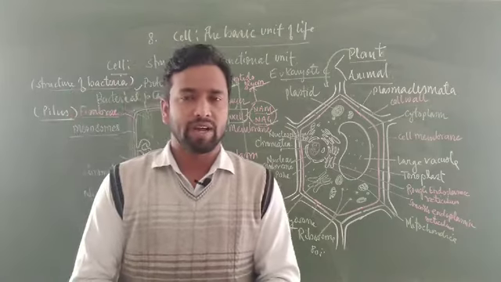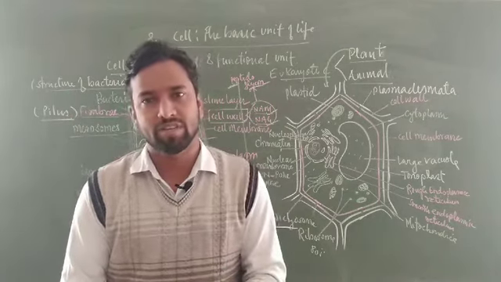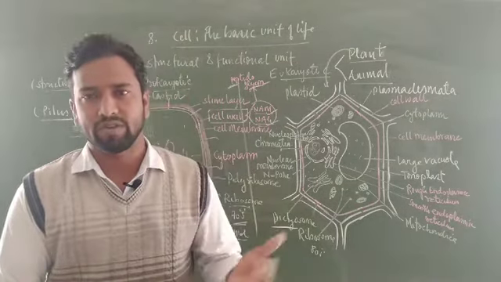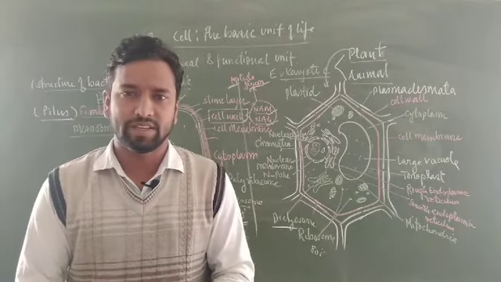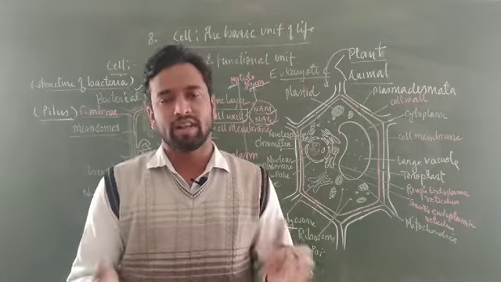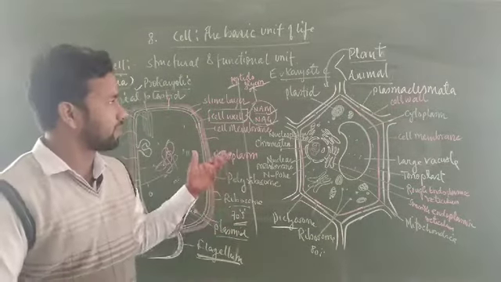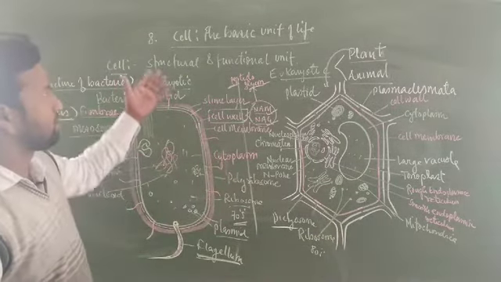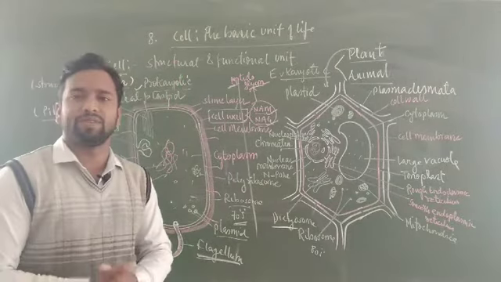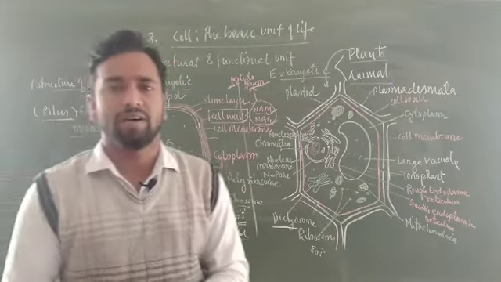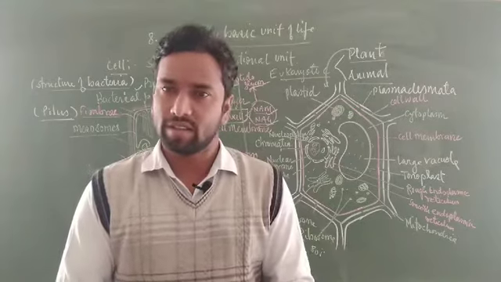Some plant cells have dividing capacity, called meristematic according to your previous knowledge, and some cells do not have dividing capacity, called permanent. There is no need to explain such things here; this is only the topic of the cell, the basic unit of life. So here I am only discussing the cell.